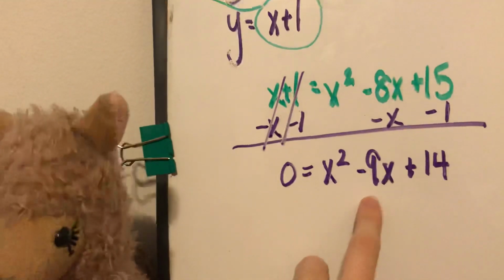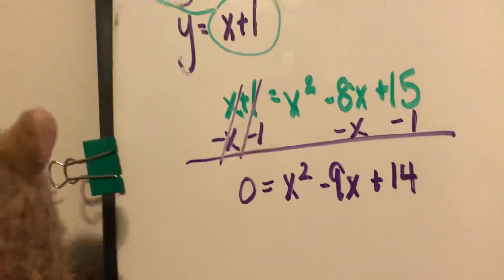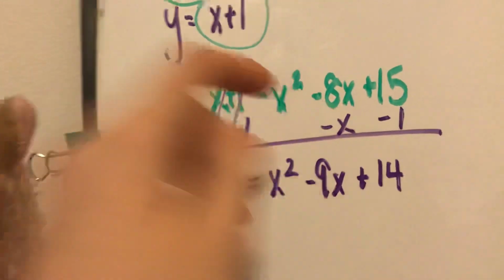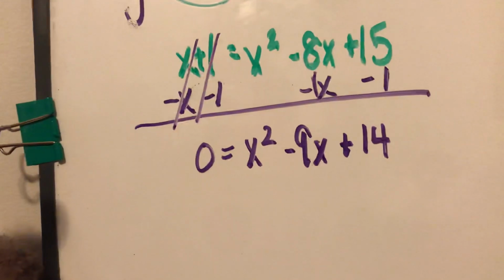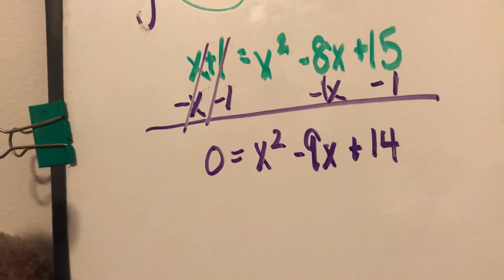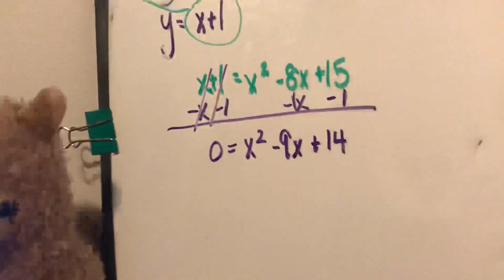Oh, great question, Sam. Where did this negative 9x come from? Well, remember, that was negative 8, and this is like a negative 1x there. So I just combined those terms together. Don't forget that's like a negative 1.